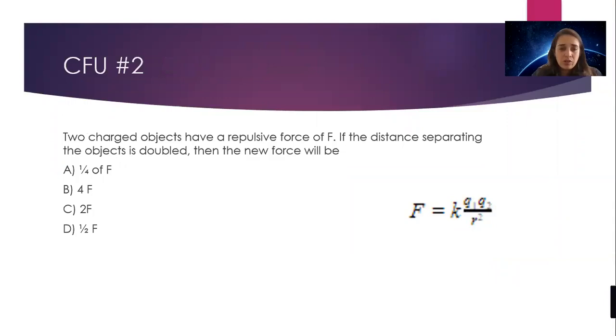So the last check for understanding for today is this question here. If we have 2 charged objects that have a repulsive force of F, think to yourself, if the 2 charges have a repulsive force, are they like charges or opposite charges? Right, they are like charges. So if the distance between these 2 charges is doubled, then what will the new force be?